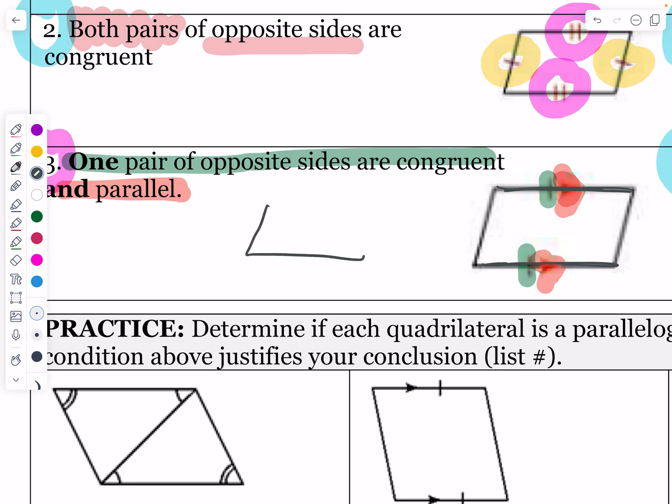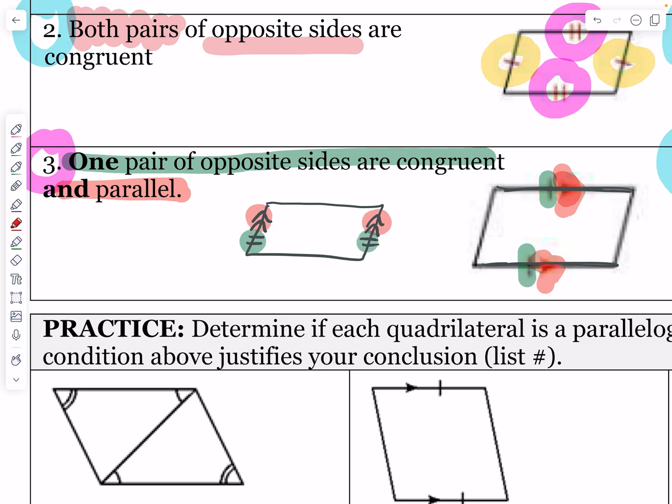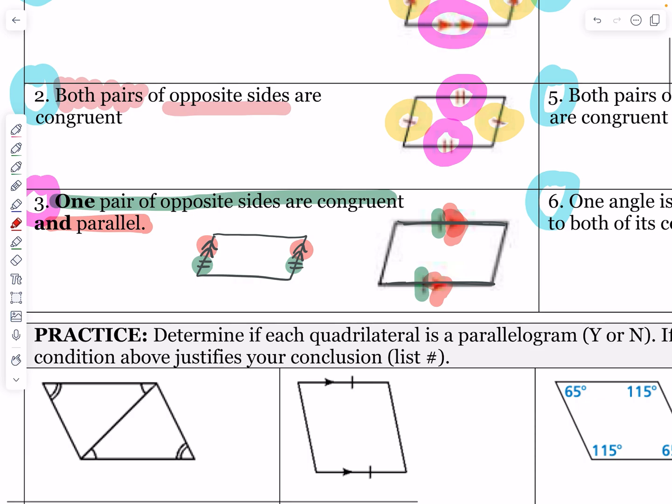So another way that this could be pictured would be if it was on this one. So now you can see that in this picture, we have both sets still marked as both congruent and parallel. So it doesn't have to be the top and bottom set. It can also be the left and right set. But notice that those are on the same opposite side set.